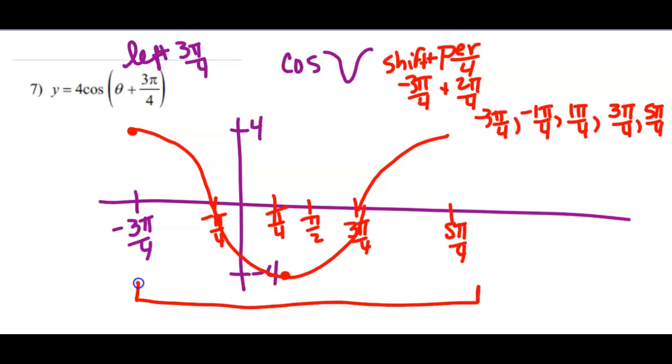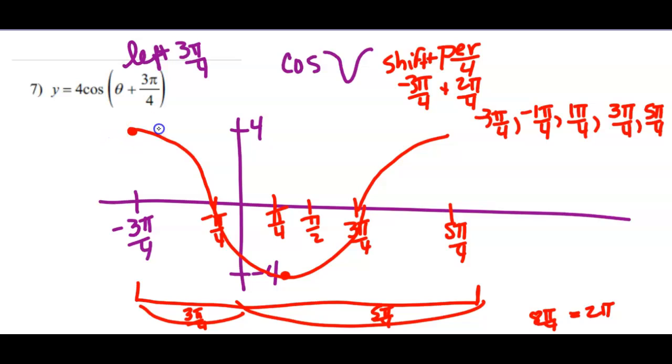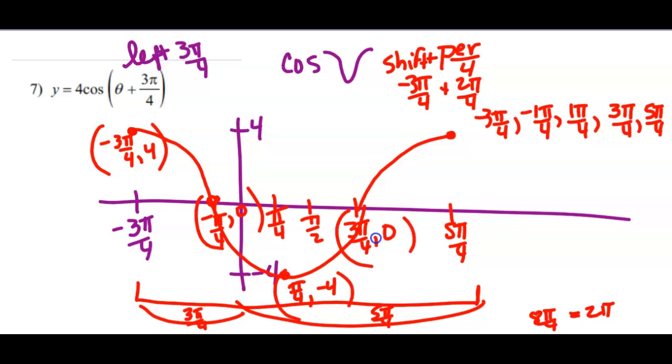Because from here to here, this distance is 3 pi over 4s, and this distance is 5 pi over 4s. So that's a total distance of 8 pi over 4s, or 2 pi, from where it started to where it ended. All right, so we had -3 pi over 4, 4. We had -pi over 4, 0. We had pi over 4, -4, 3 pi over 4, 0, and 5 pi over 4, 4.